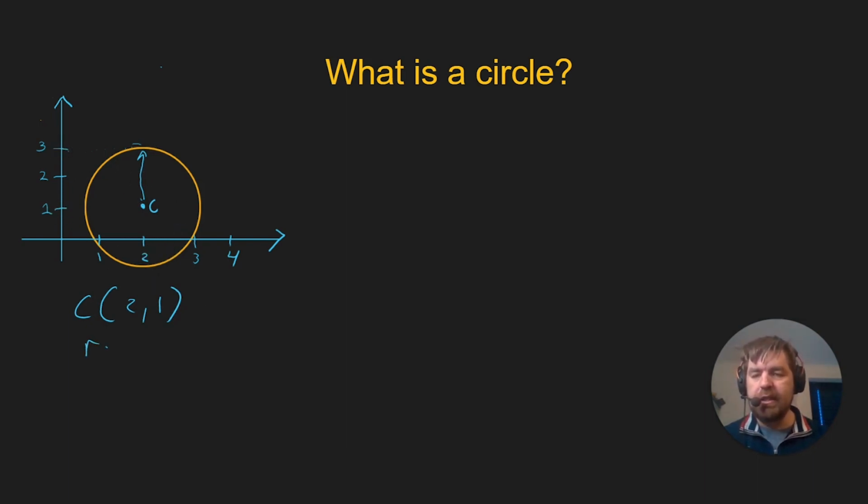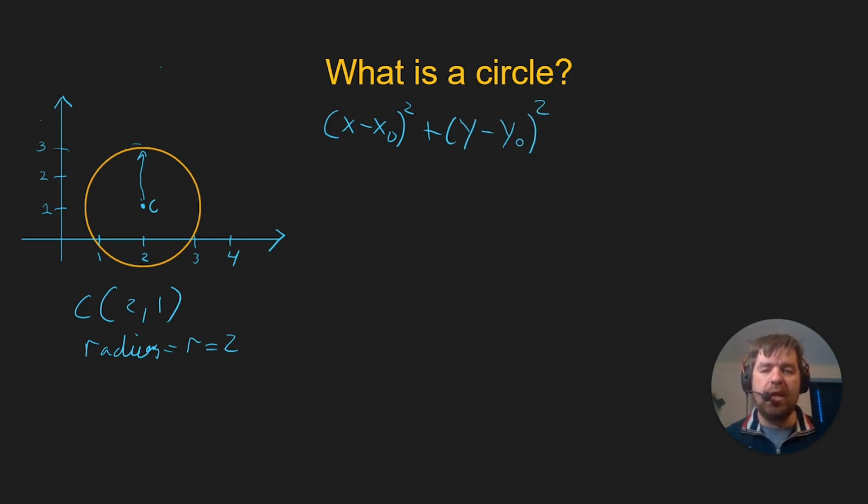So radius, and radius we also often shorten a bit and call it R. We call it R, and that is equal to 2. That's the distance. All right, and when we have that, we can write it up in the circle equation formula. And the circle equation formula is x minus x0 squared plus y minus y0 squared equals radius squared.